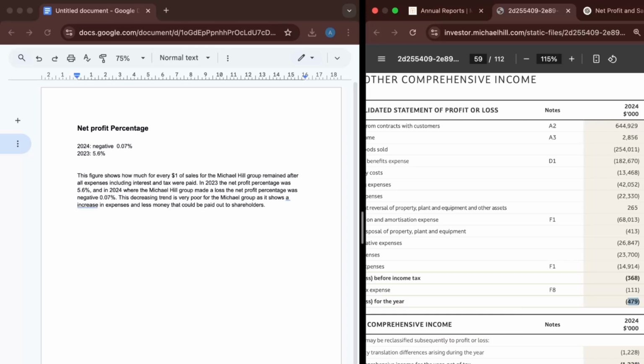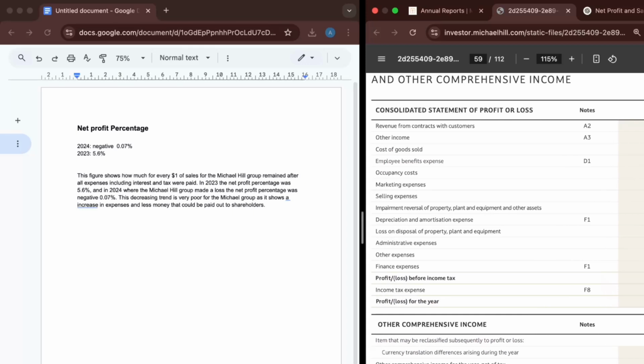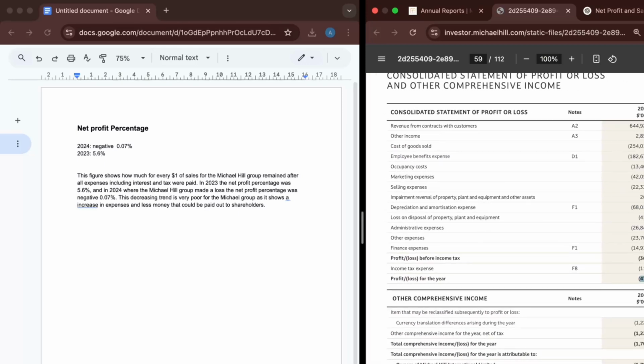So starting off, looking at our very first line, which is our revenue, it actually increased by quite a bit. Originally it was 629,562,000, and in 2024 it was 644,929,000. So that's an increase of 15 million, which is not bad. And that is most likely just from some kind of inflationary stuff, but again, we can use our AI tools to help us find out a little bit more about that.